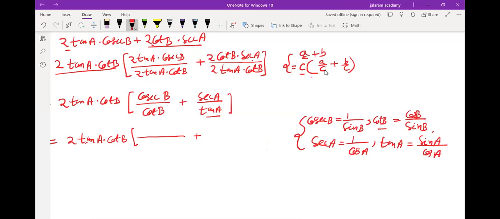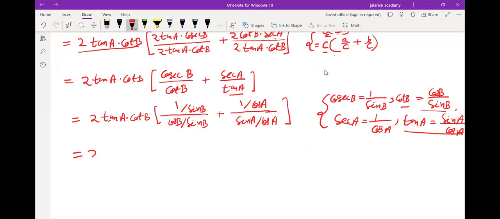So this cosec B now becomes 1 by sine B, in the denominator. Cot B is cos B upon sine B, plus sec A is 1 by cos A, over tan A is sine A upon cos A, equals to 2 tan A.